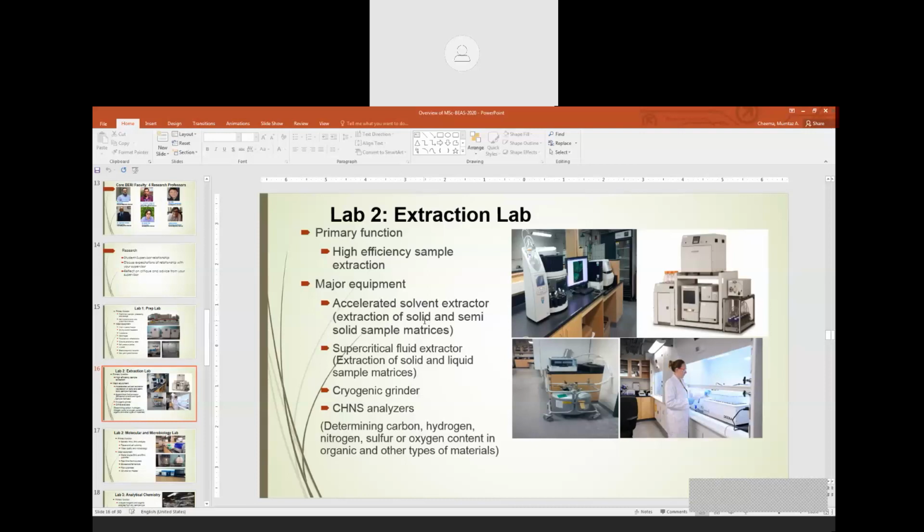We have two major pieces of equipment. One is the accelerated solvent extractor here. We can extract solid and semi-solid samples using this one. But again, we have another, the supercritical fluid extraction. That is, again, we can extract all solid and liquid sample matrices here.